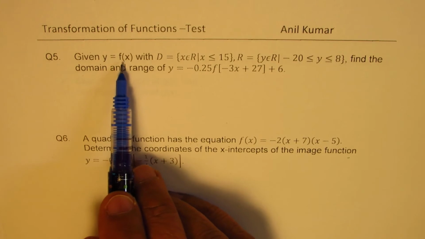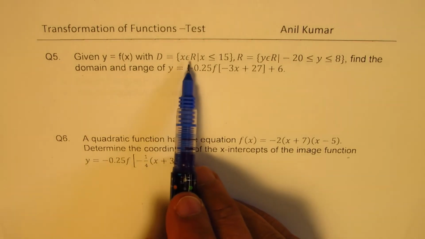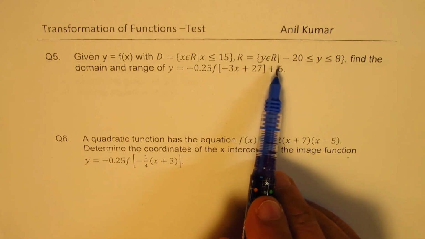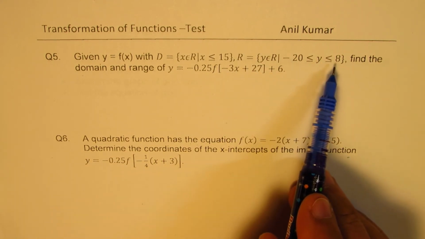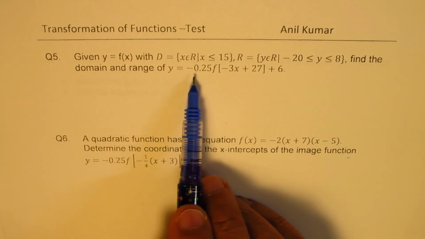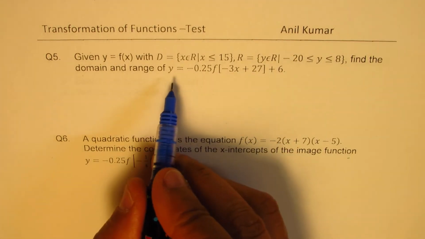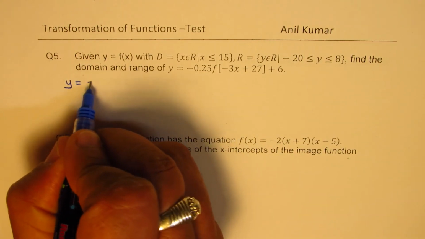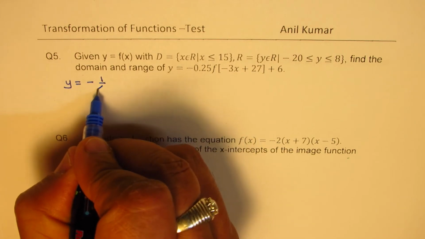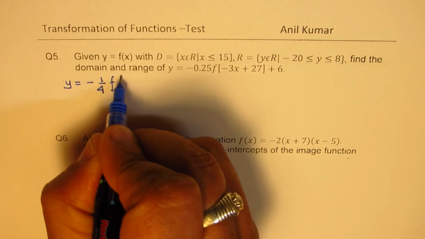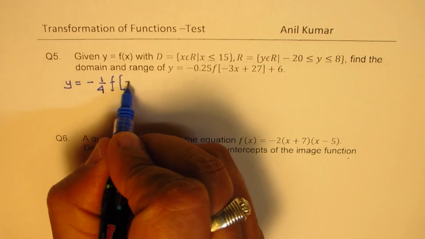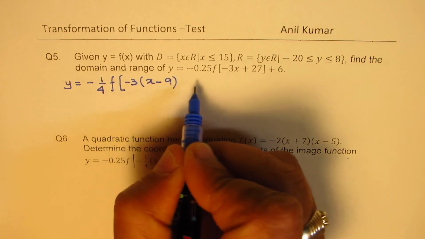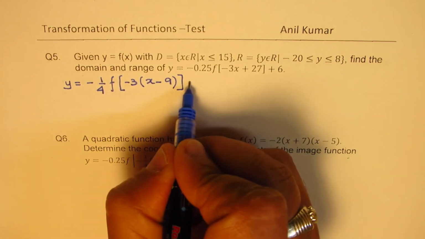Given y equals f of x, and domain is x belongs to real numbers where x is less than or equal to 15, range y belongs to real numbers, y is between minus 20 and 8, find the domain and range of this particular function. So let me rewrite this function after factoring. So we have y equals minus 0.25, which is 1 over 4, f of minus 3 is a common factor, x minus 9, 27 divided by minus 3. And we have plus 6.